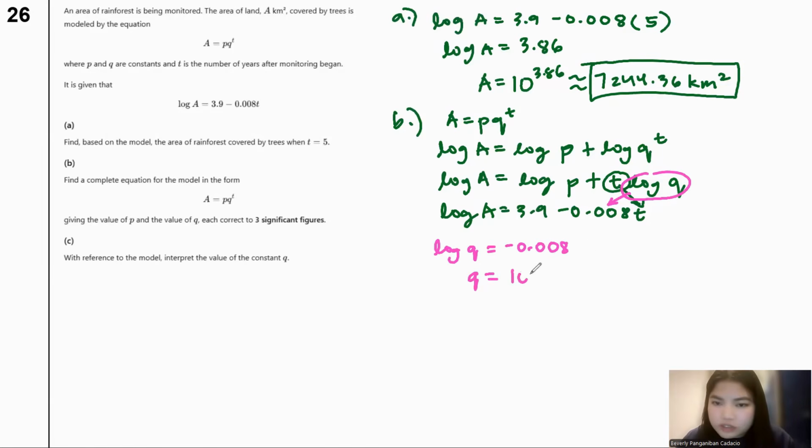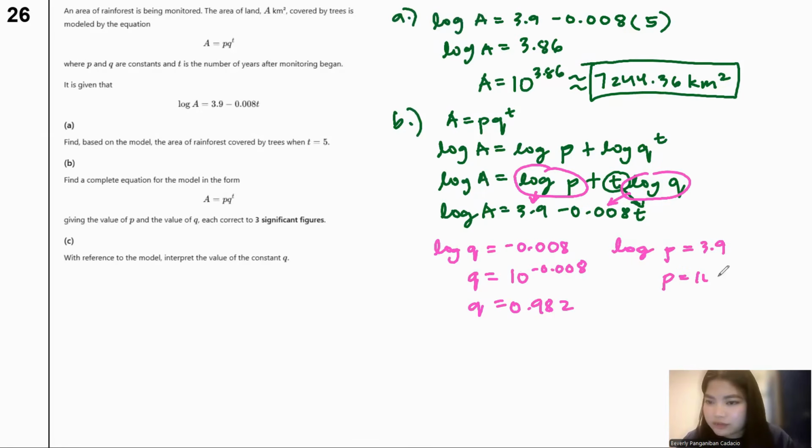Okay, 10 raised to negative 0.008. Your Q will be 0.982. That's correct. That will be your Q. Now let's go with your log P, which is 3.9. Therefore, log P is equal to 3.9. And then just make it base 10. Of course, 3.9 is the exponent.